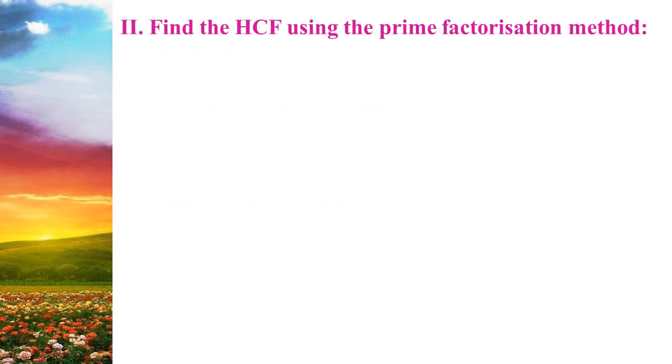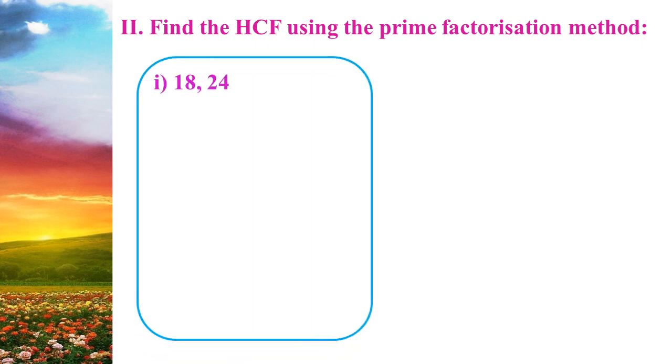Let's see the second Roman numeral: find the HCF using the prime factorization method. The first one is 18 and 24. Take 18 using the prime factorization method. On dividing by 2, 9 twos are 18. On dividing by 3, 3 threes are 9. On dividing by 3, 1 three is 3.